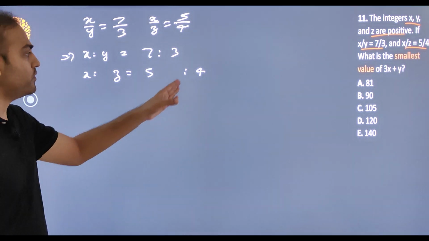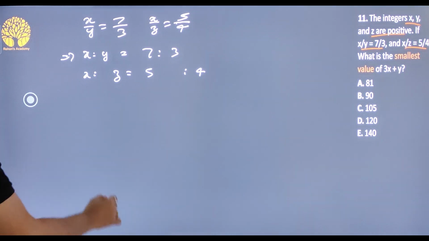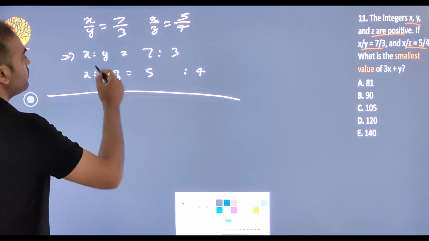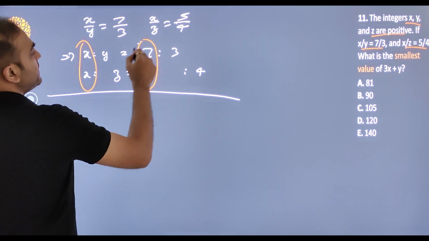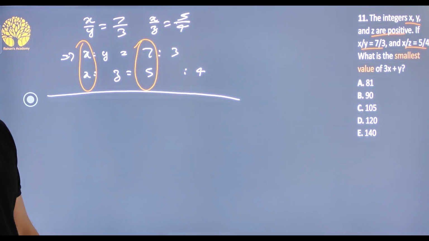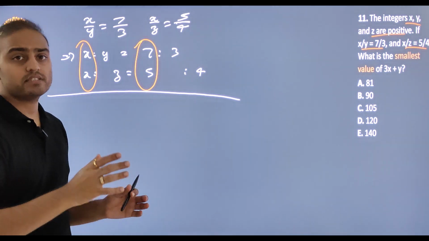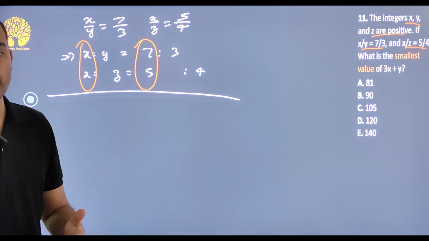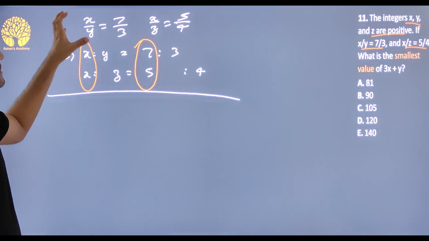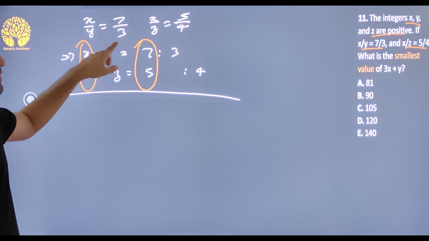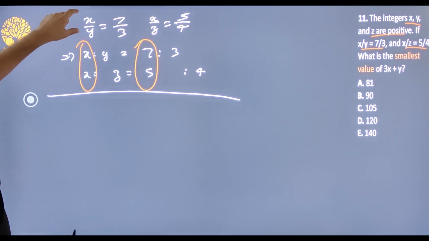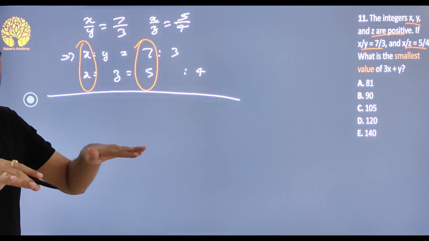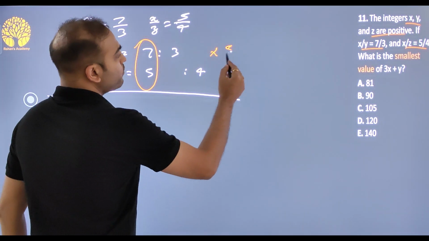Okay, this is x, this is y, this is z. Now if I want to combine, the common variable is x, so I need to make the value of x same. If you're finding this a little difficult to understand, we have covered this in ratio proportion. So if you want, you can watch that video. What we are basically doing is, we know the comparison between x and y, x and z. Now I want to compare x, y, z together. How do I do that? I make the common variable equal. How do I make it equal?